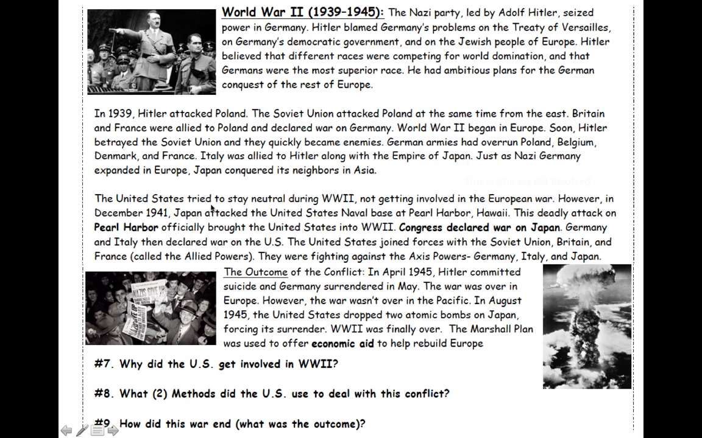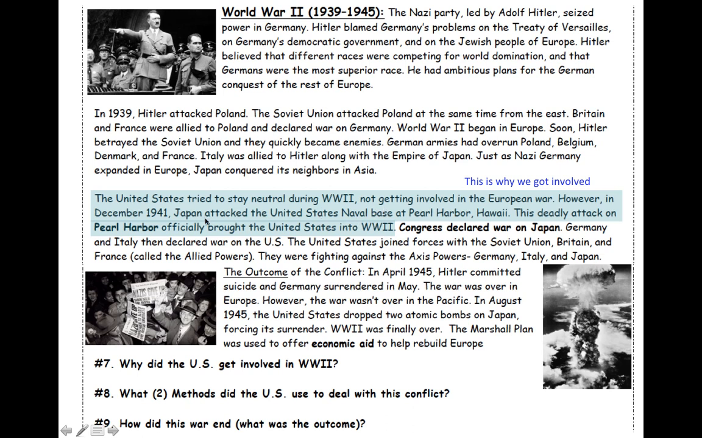The United States tried to stay neutral during World War II, not getting involved in the European War. However, in December of 1941, Japan attacked the United States naval base at Pearl Harbor, Hawaii. This deadly attack on Pearl Harbor officially brought the United States into World War II. You need to know what Pearl Harbor is for your homework, and it's mentioned multiple times in the homework. And this is what brought us into World War II.